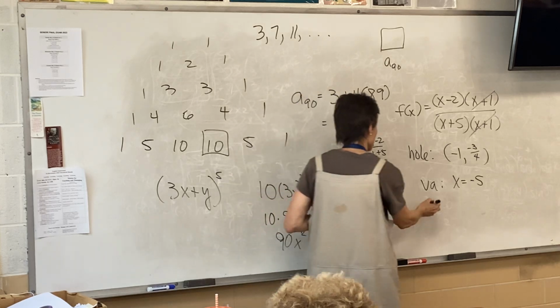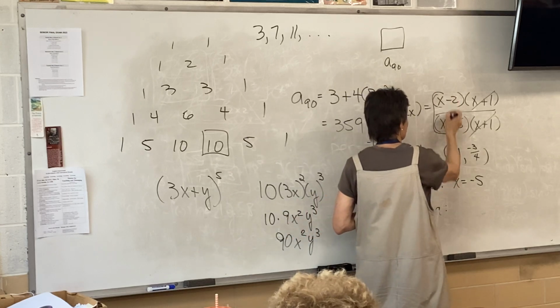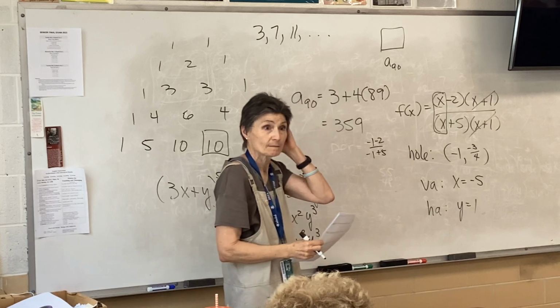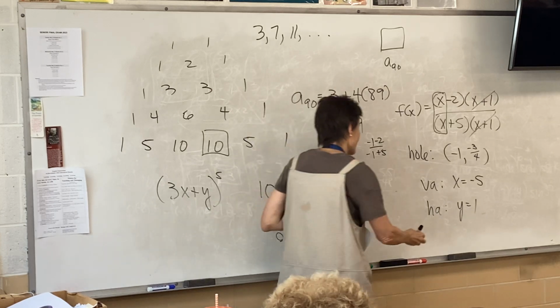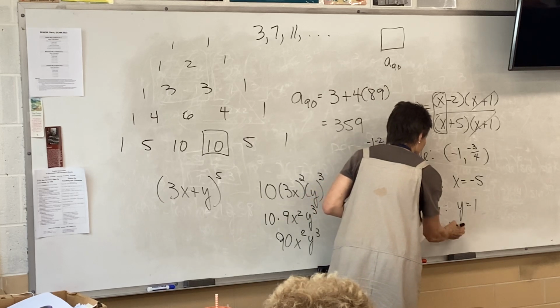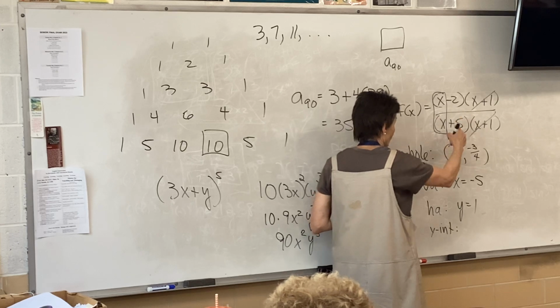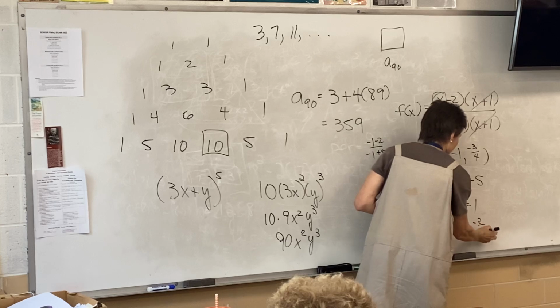Might be, what's the horizontal asymptote? Well, the horizontal asymptote's the same as the limit, so that would be y equals 1, x over x. Might be, what is the y-intercept? Well, we find a y-intercept by letting x equal 0, so that would be 0, -2/5.